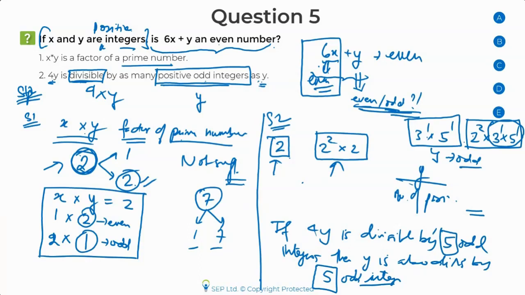So you can understand it's not changing. For this also, the number of odd factors is 1. For this also, the number of odd factors is 1, right? In this case, the number of odd factors would be 4. In this case, the number of odd factors is also going to be 4. So the number of odd factors is not changing.